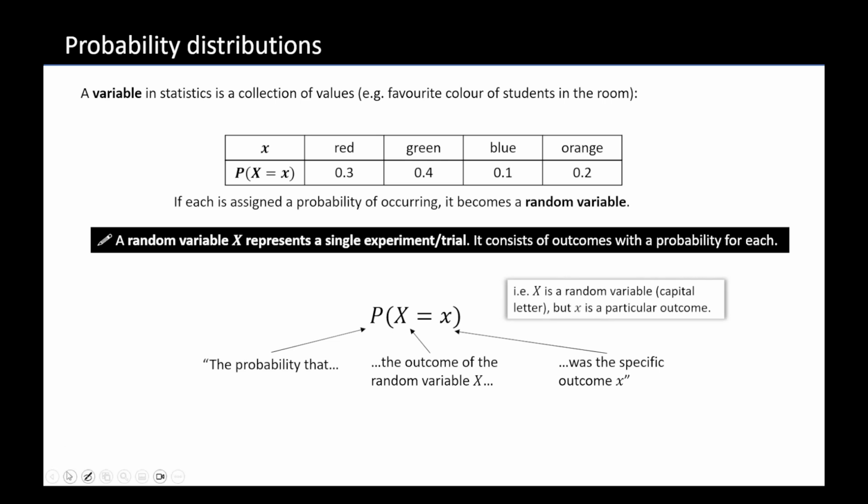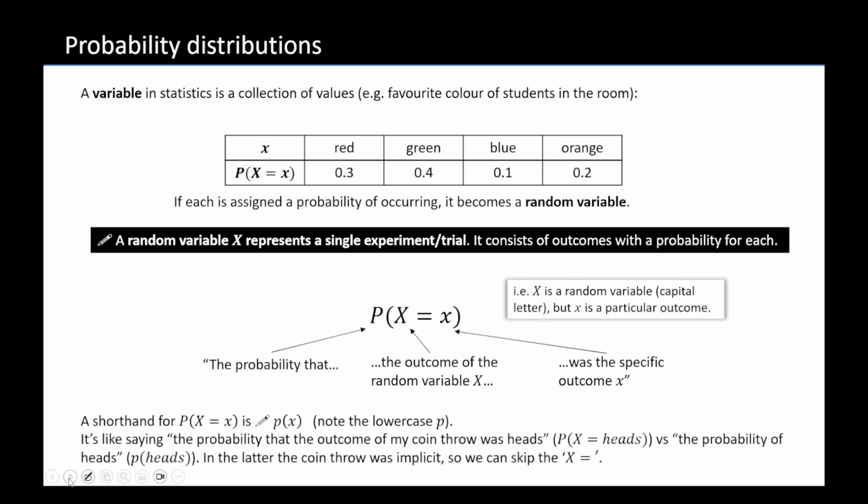Now in this, we can find that in shorthand, probability of X equals x is written, but we can also write it as P of x. Now note the lowercase p. Now this is like saying the probability that the outcome of my coin being thrown was heads. So rather than writing probability of X equals heads versus the probability of lowercase p, in the latter the coin was thrown is implicit, so we can skip the X equals.